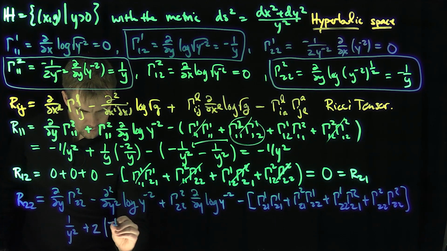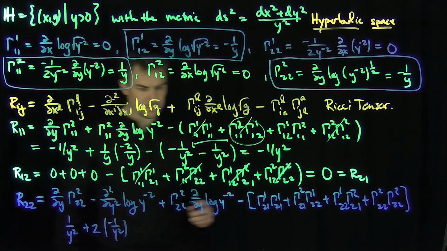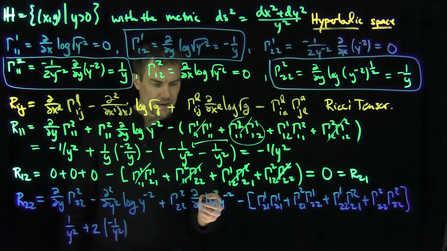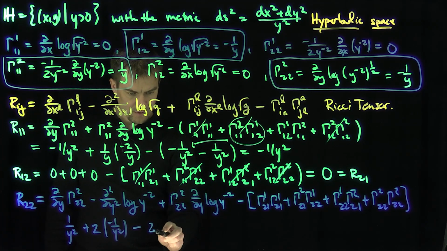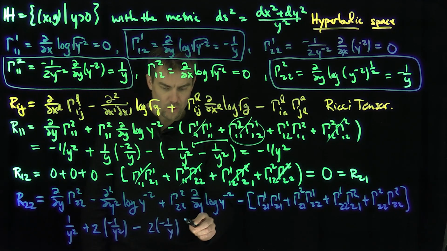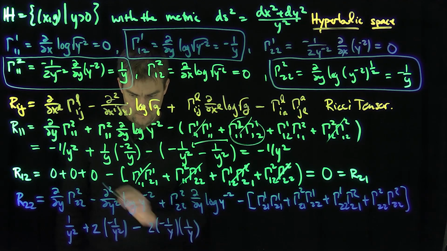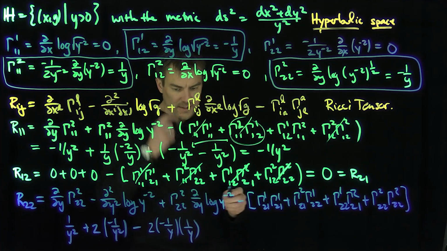Negative 1 over y squared. Good. Then I have a negative 1 over y, and then this is going to be a what? This is going to be a, pull that negative 2 out of everything, so I have a negative 2. Then that's going to be a negative 1 over y over there, and then a 1 over y. Okay, great. And now let's count these terms over here.